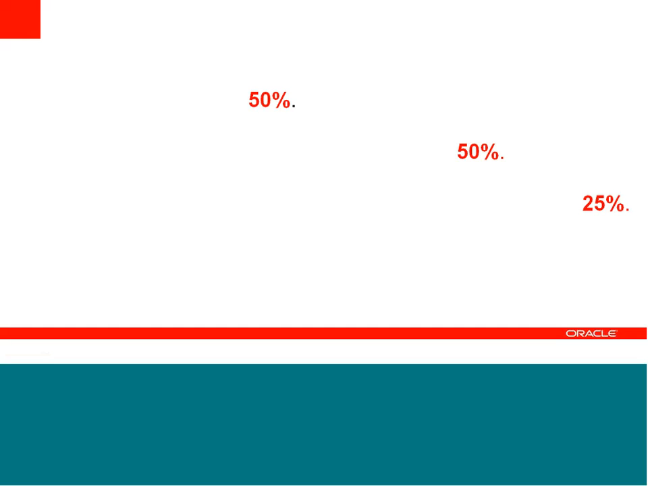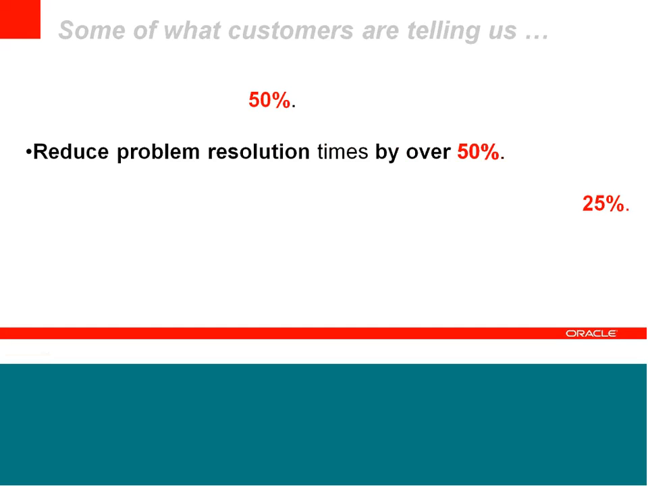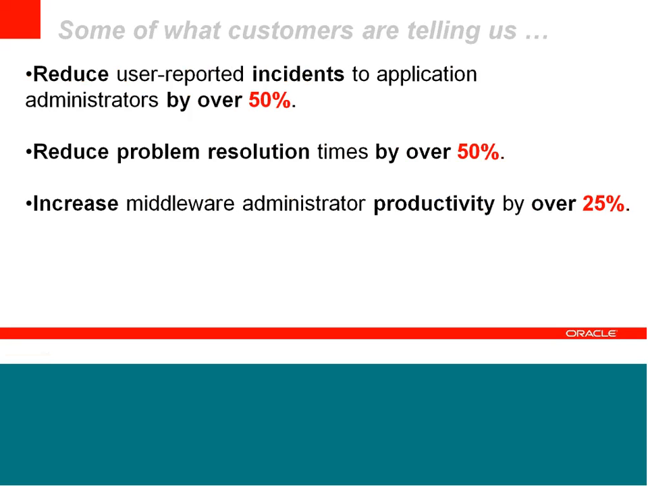So there's 3 numbers. What could these numbers be? 50, 50, 25. Well, I have no idea, but now I know. This is what customers are telling us. This is really the bottom line. We can reduce the number of incidents reported to administrators by over 50%. That's what customers are telling us.